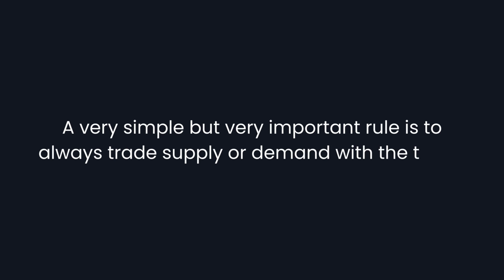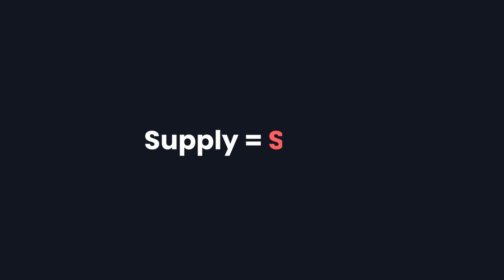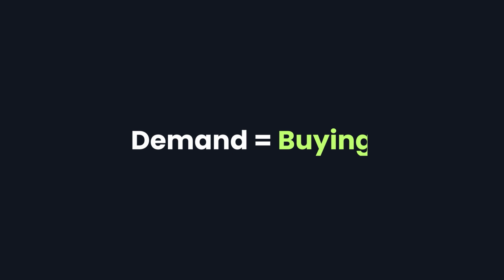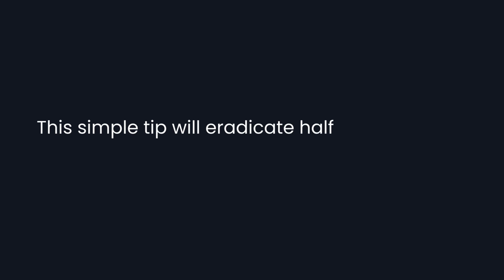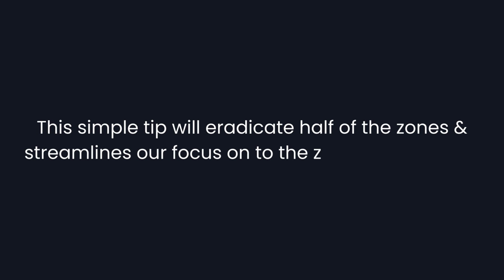And much like all other market concepts, if you can't define which zones matter and which ones don't, you'll soon be left with a chart clouded with random boxes that you can't make sense of. And this will do more harm than good. A very simple but very important rule is to always trade supply or demand with the trend. Supply is selling and demand is buying. This simple tip will eradicate half of the zones and streamlines our focus onto the zones that matter.